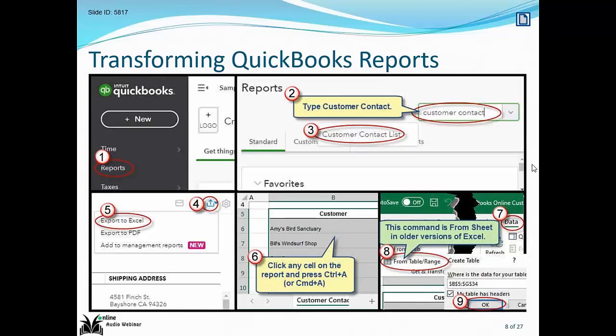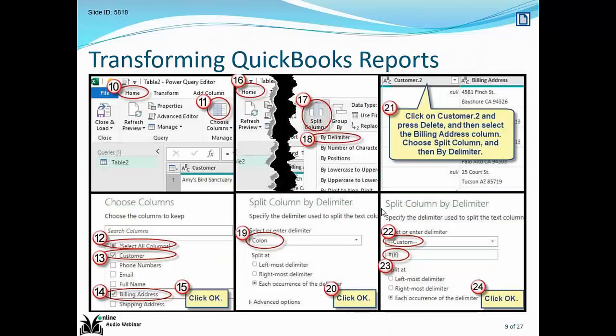Step 7, we're going to go to the data menu. And step 8, we're going to choose from table/range and then click OK. So one of the first things that Power Query makes it easy to do is to pick and choose the columns that you want to see.